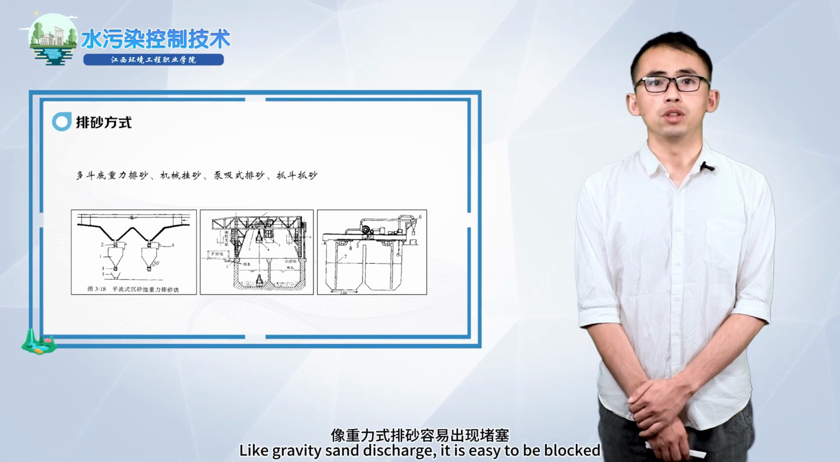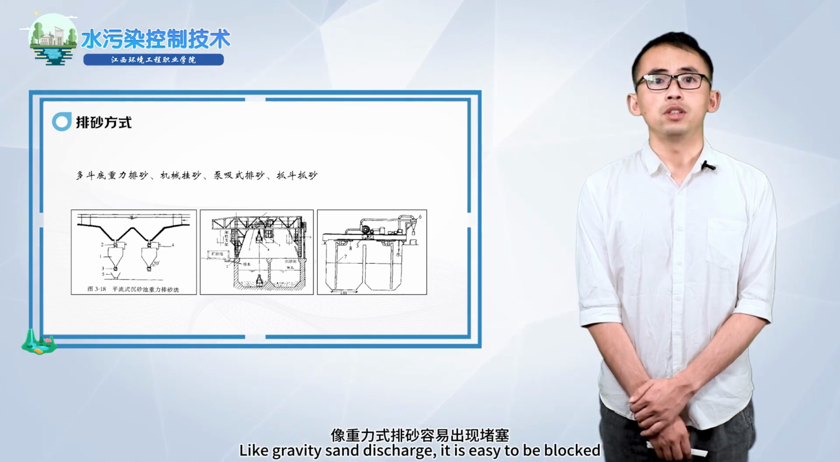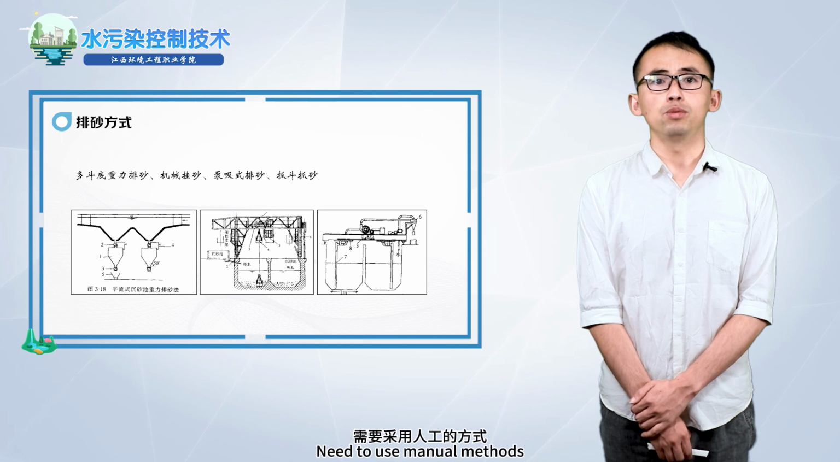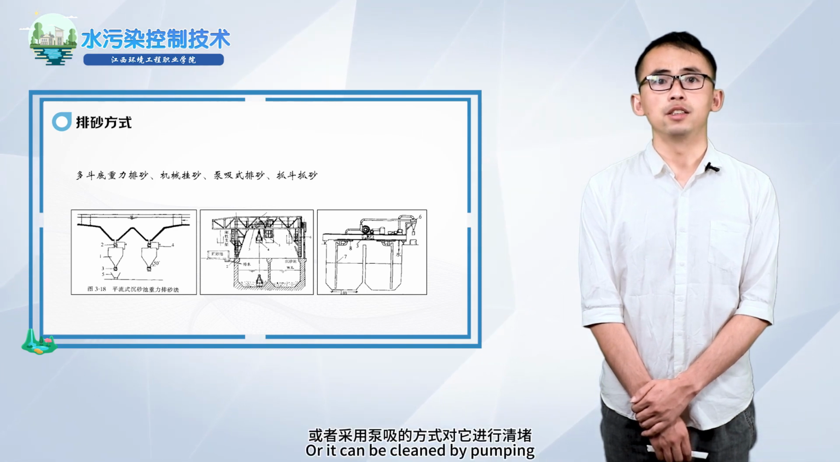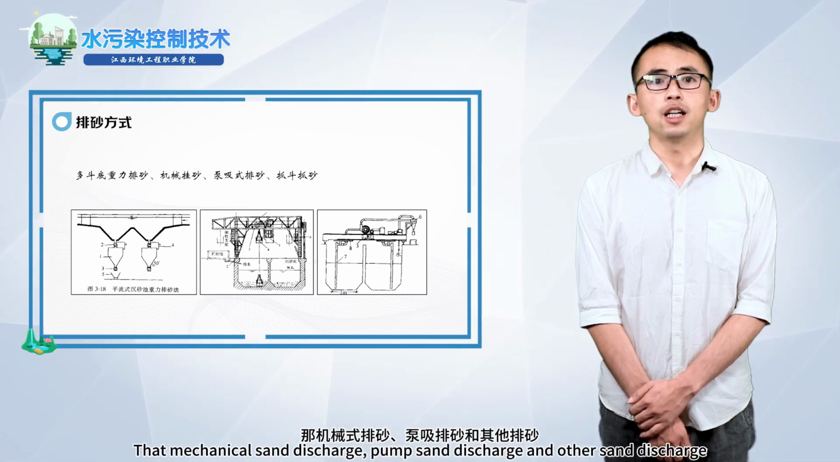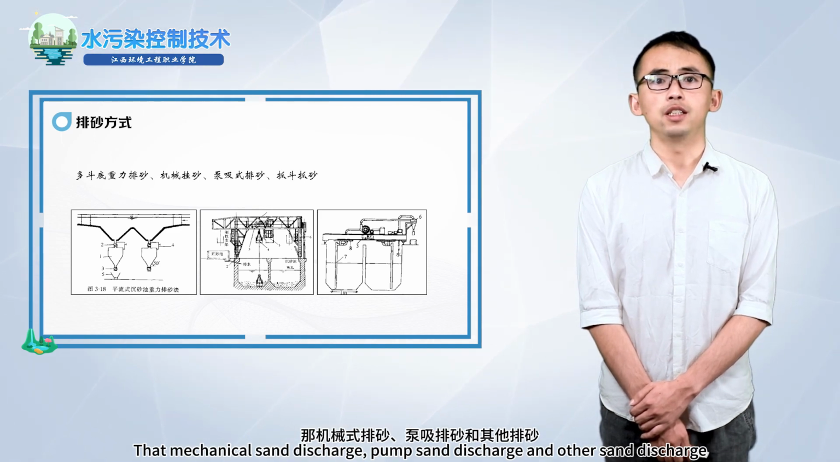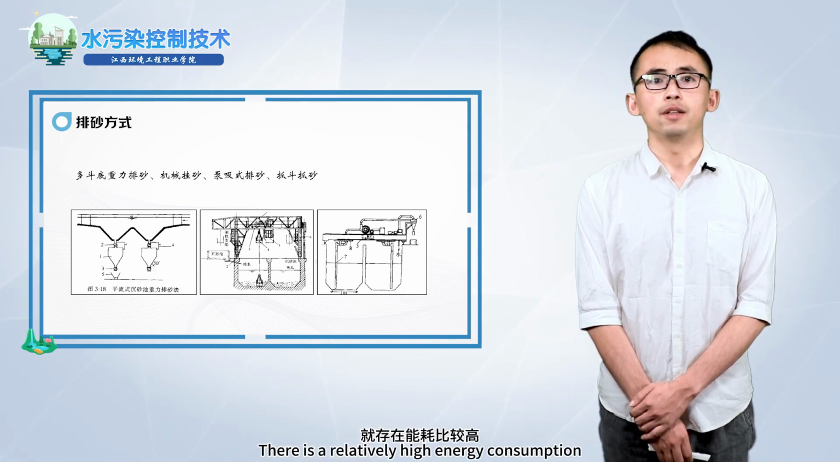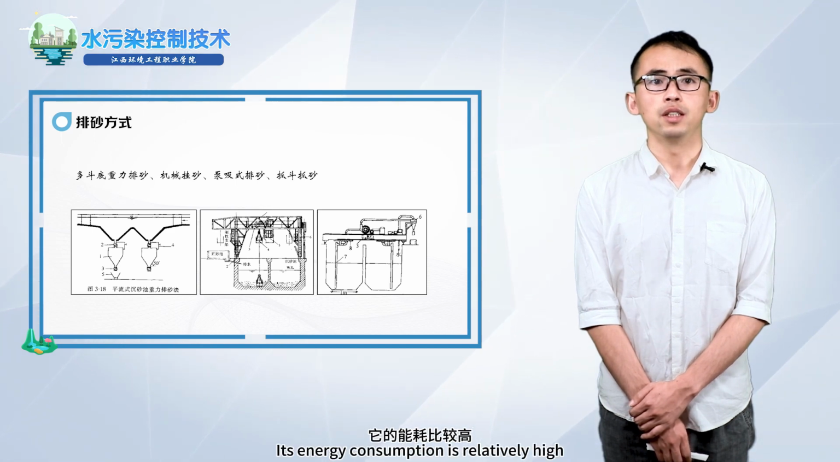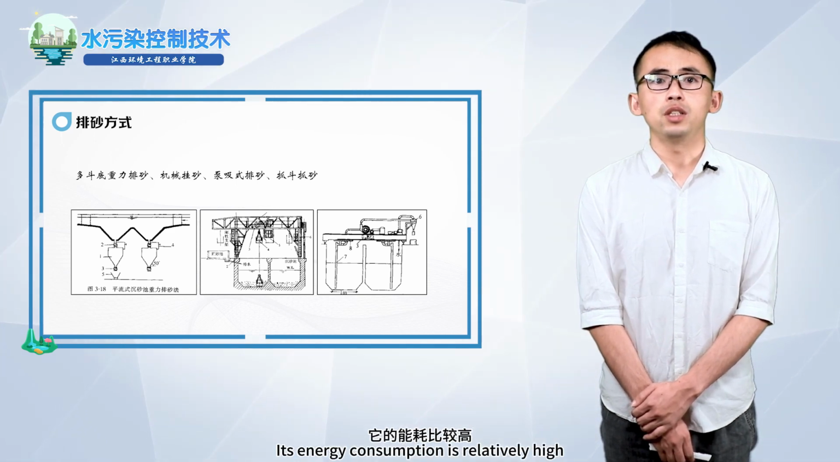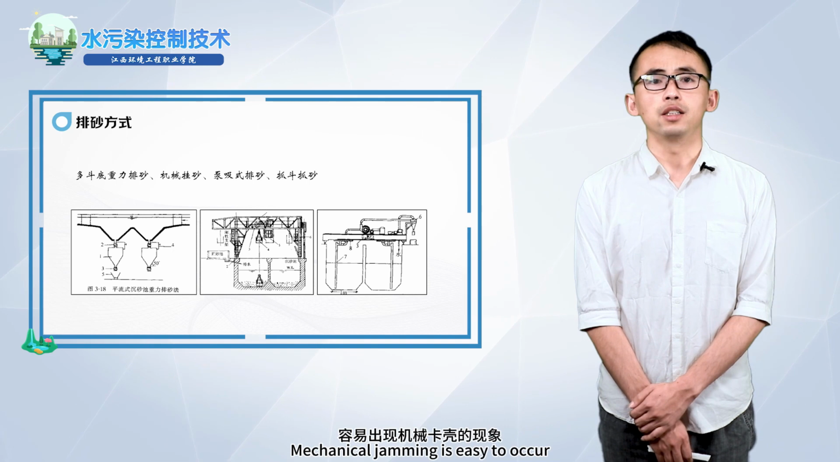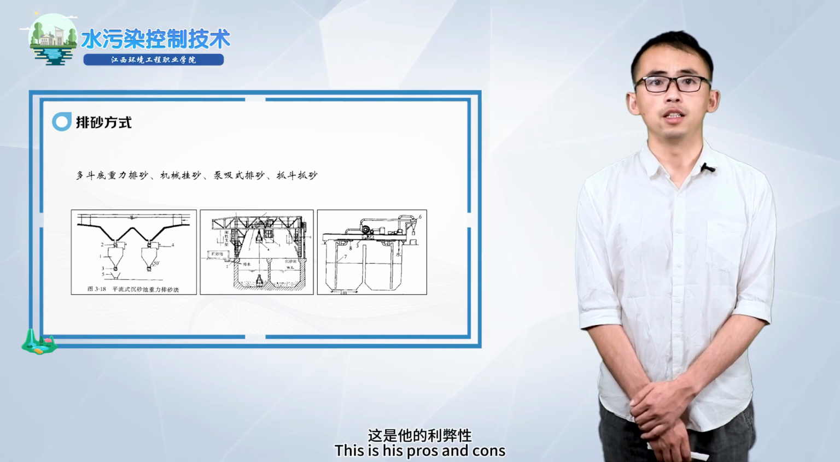Like gravity sand discharge, it is easy to be blocked, and needs manual methods, or it can be cleaned by pumping. Mechanical sand discharge, pump sand discharge and other methods have relatively high energy consumption. Mechanical jamming is also easy to occur. This is their pros and cons.